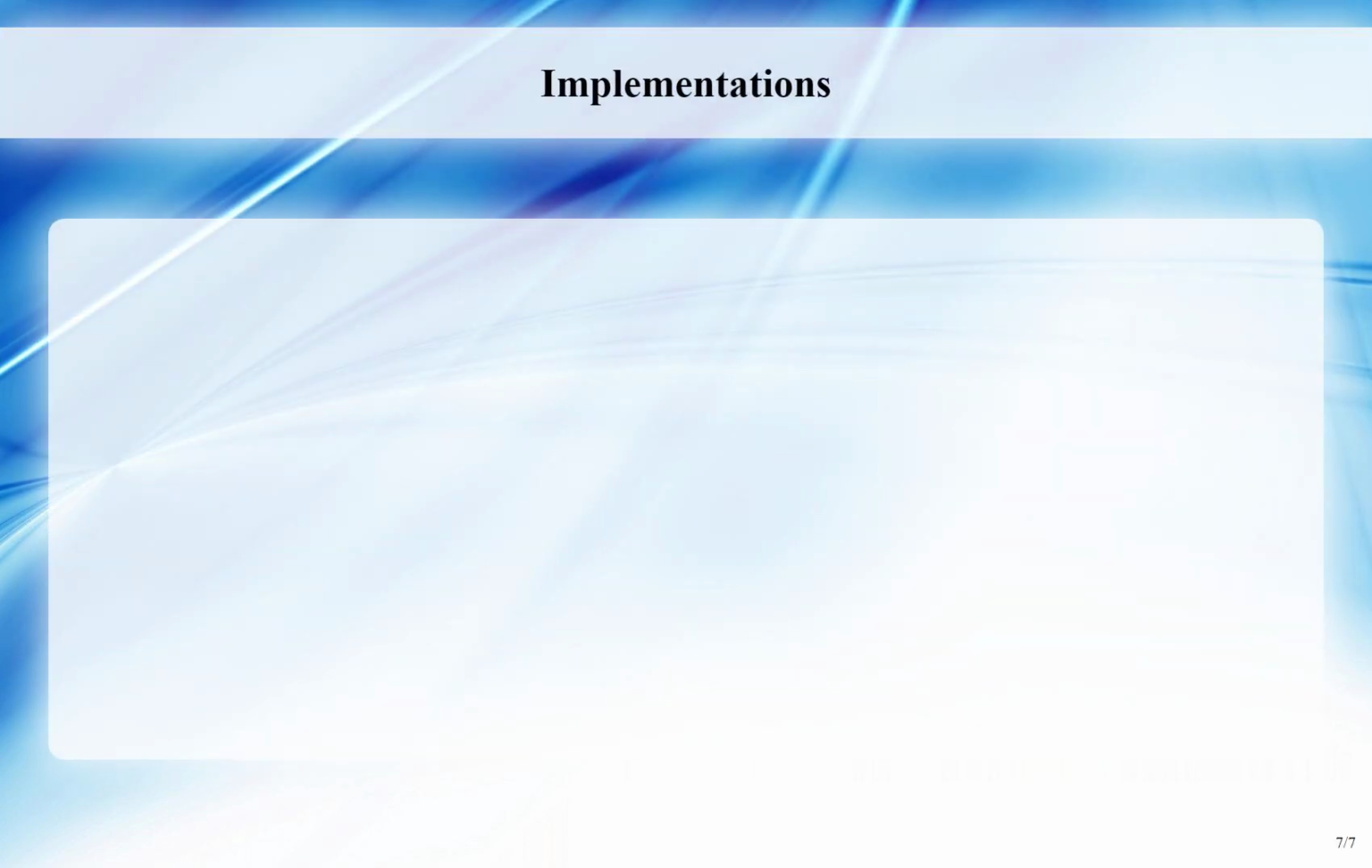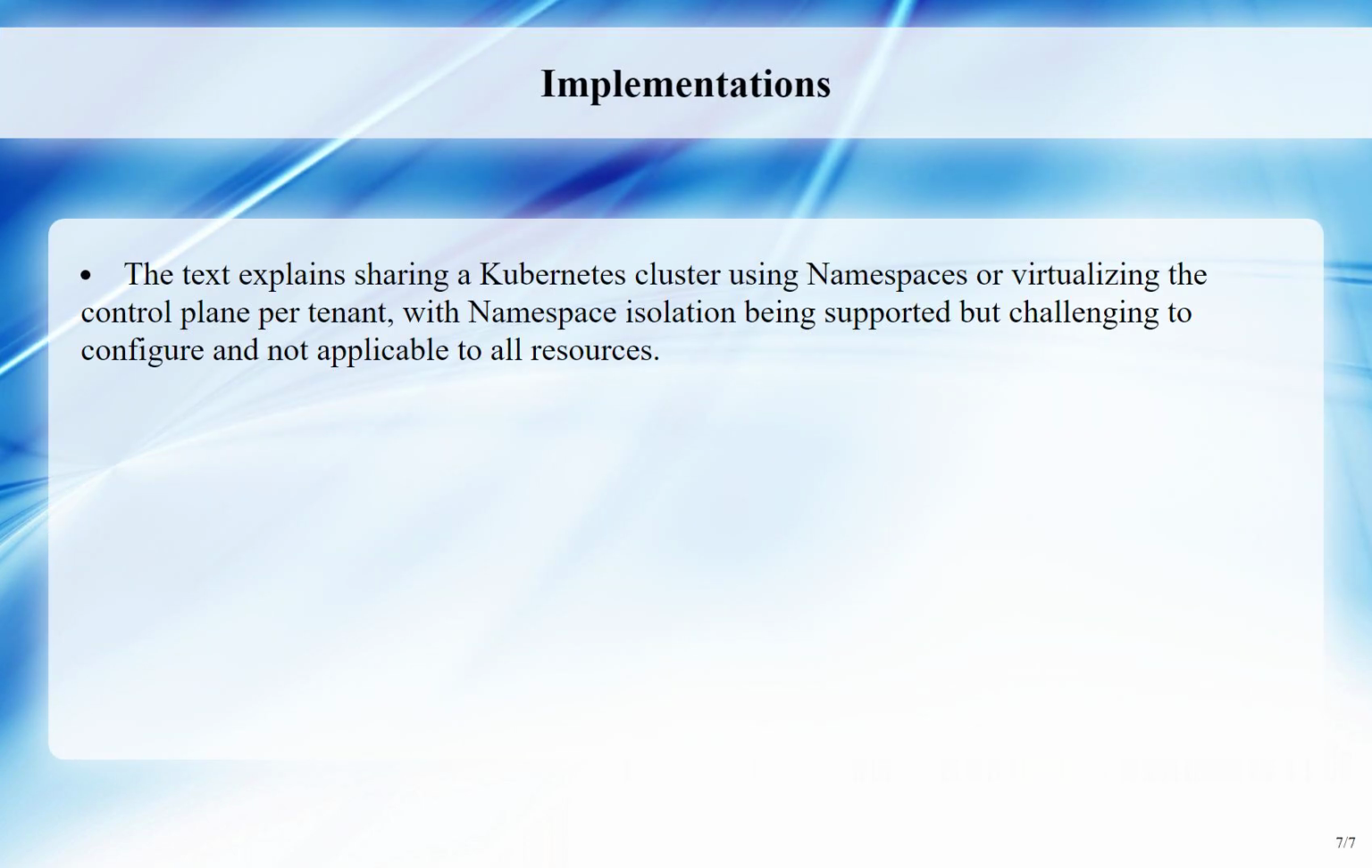Implementations. The text discusses two primary ways to share a Kubernetes cluster for multi-tenancy, using namespaces or virtualizing the control plane per tenant. Namespace isolation is well supported by Kubernetes, but may be difficult to configure and does not apply to all Kubernetes resources.